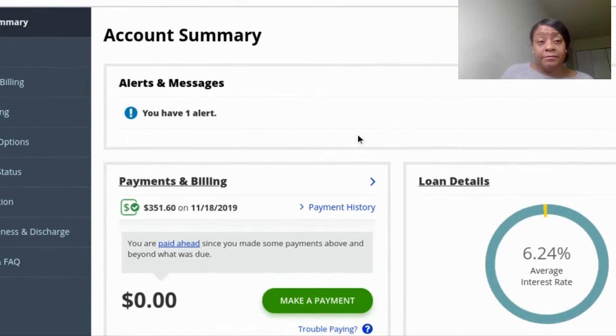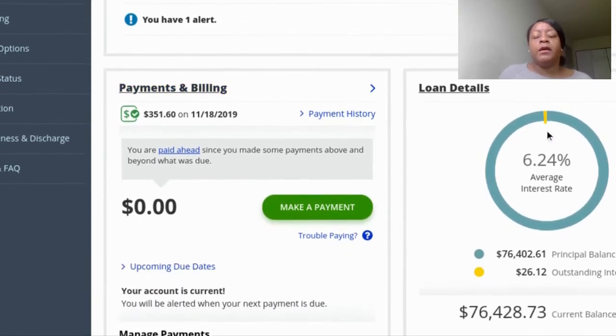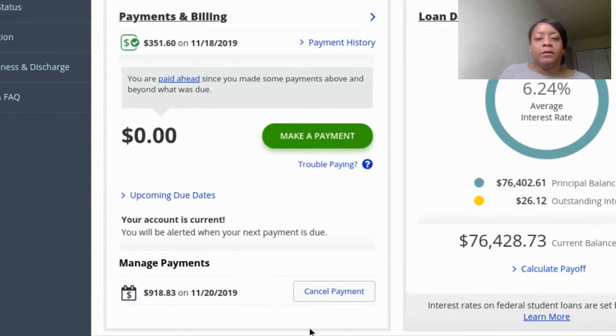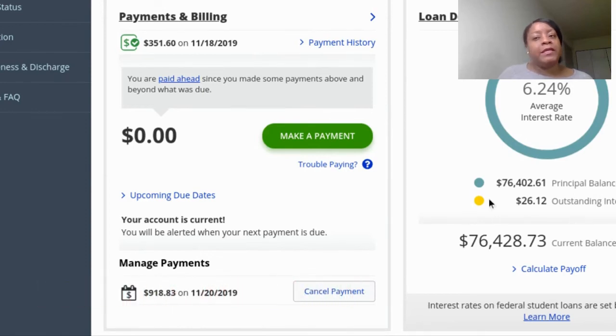So that's done. The next thing I want to show you guys: you see the payment that I posted recently, you see the payoff of FedLoan F, and you also see my loan details here. And so you see my principal balance is 76,402.61. My outstanding interest is 2612. This was not the way this looked.